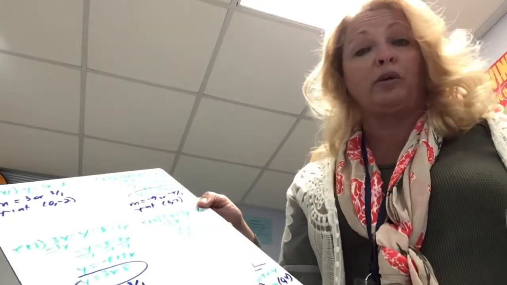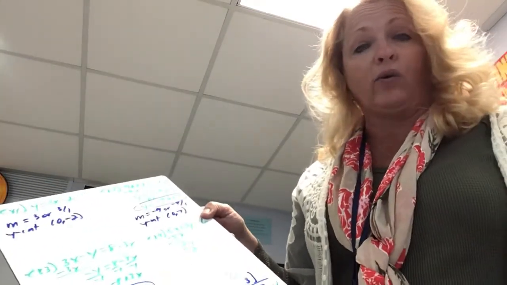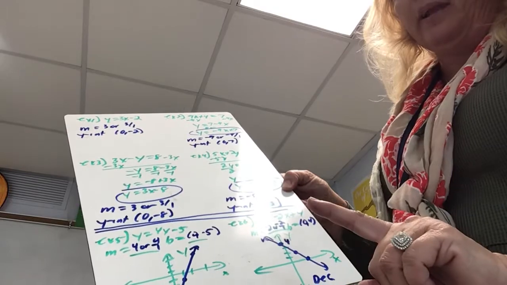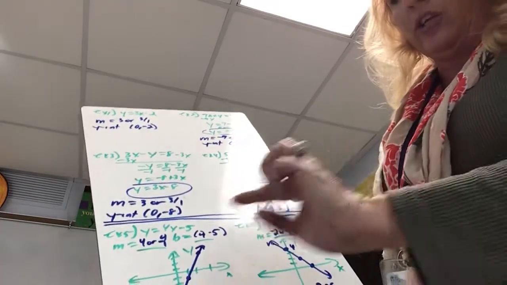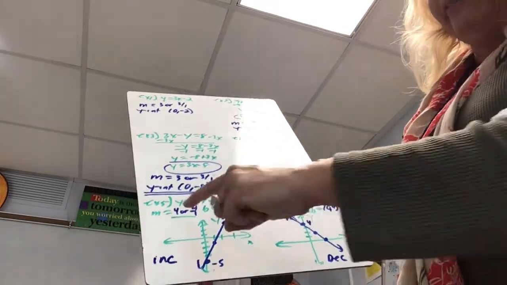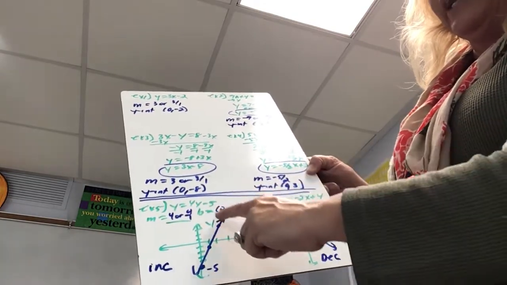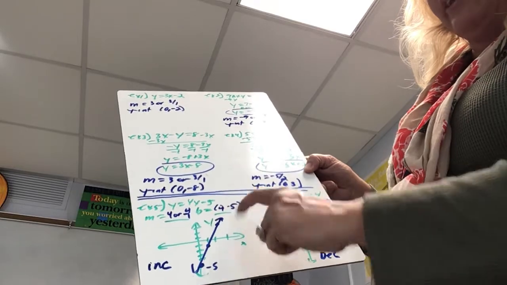Okay, the third way, and most common and probably most preferred, is using slope-intercept form, using the y-intercept and the slope. So you've got to make sure it's in slope-intercept form, and then identify your slope and y-intercept. So in example 5, it is in slope-intercept form, so my slope is 4, or 4 over 1. My b is 0, negative 5.